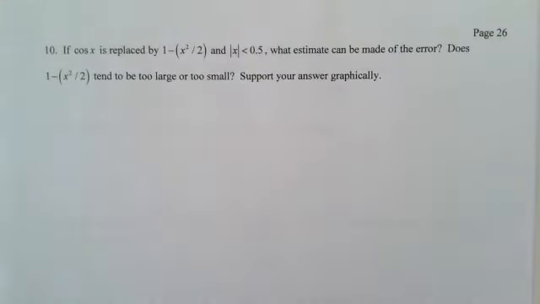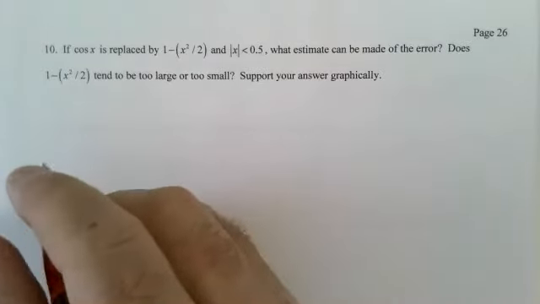Cosine of x is replaced by the first two terms. What estimate can be made of the error? Does it tend to be too large or too small? Well, it all depends. We're told the absolute value of x is less than 0.5, so we should put in negative 0.5 or 0.5. Keep life simple now, we're just going to put in 0.5.